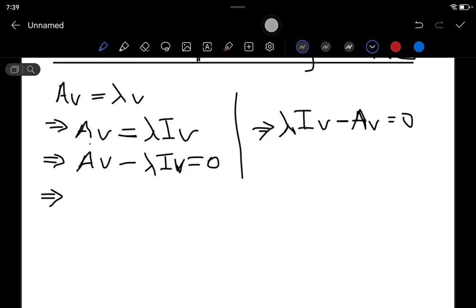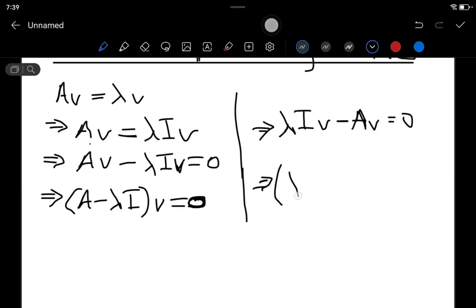Now, if I factor out V here, I'm going to have A minus lambda I V, which is equal to 0. And on this side, I'm going to have lambda I minus A V, which is equal to 0. Remember, a vector is always on the right hand side. Now, these two are always going to give us the same solution, guys.